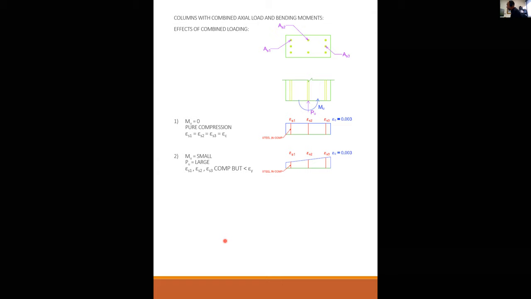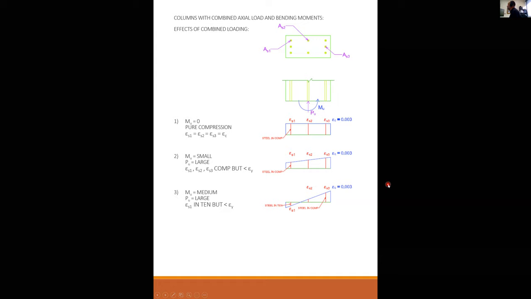Case number three. What if I have a medium moment? Did you have a question? No. Oh, okay. So what happens if I have a medium moment, I still have a large axial load, then the strain on the tension side. So you're kind of bending the column over to the right. So on the right-hand side is compression, on the left-hand side is tension because you're bending the column over.